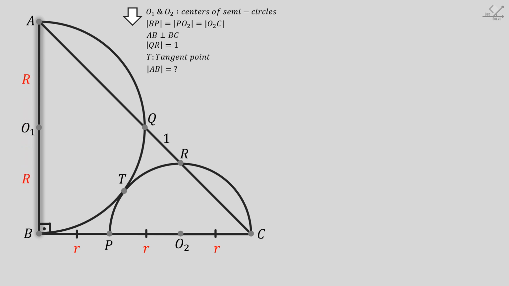Now connect the center points of the semicircles with a line segment passing through the tangent point T. So this part will be a radius of the larger semicircle. And this part is the radius of the smaller semicircle.